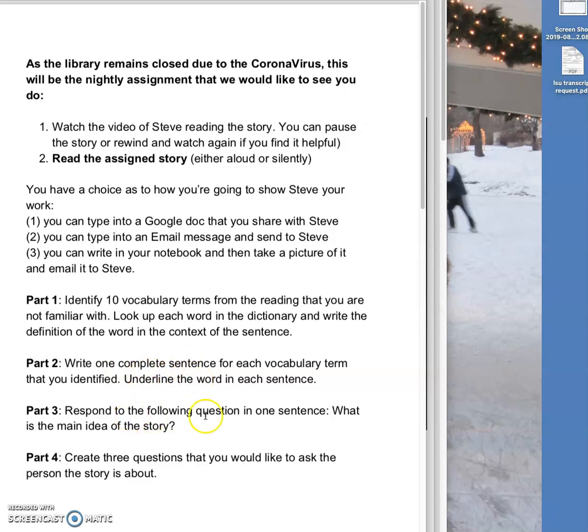Part 3, you're going to respond to this question. What is the main idea of the story? Not all the details, but is there a lesson to be learned? What's the story about? What's the central idea of the story? That's part 3. And then the last part is create 3 questions that you would like to ask the person the story is about, because each story is about one person.